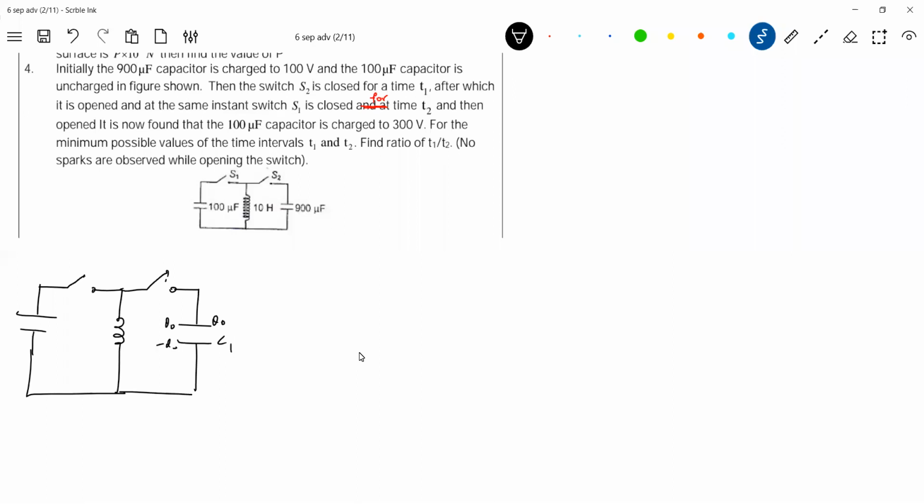Q naught, minus Q naught, C2, this is L. So this is the charge Q naught initially. So I'm going to close the switch S2. For what interval of time? For a certain time T2, I'll close it, then I'll open it here.